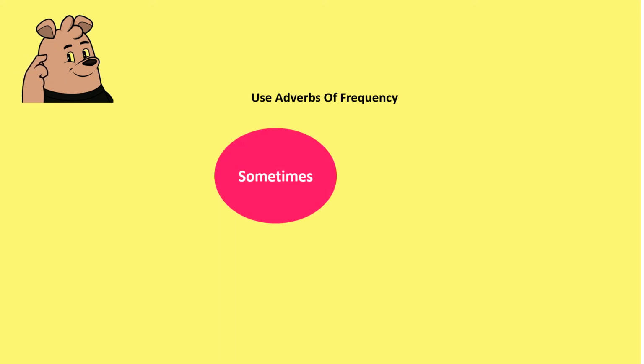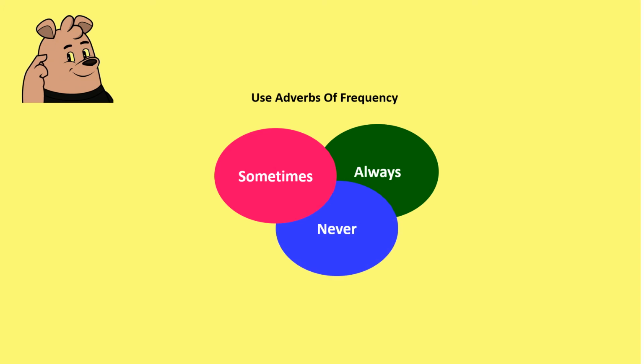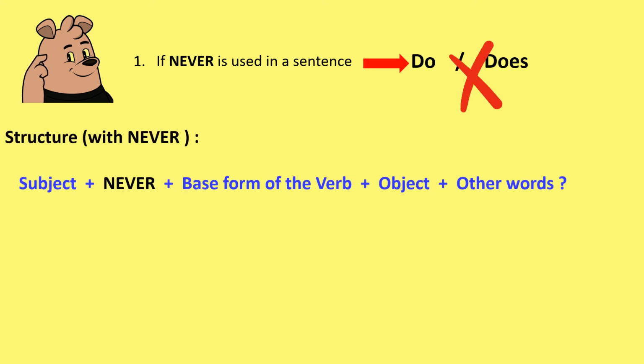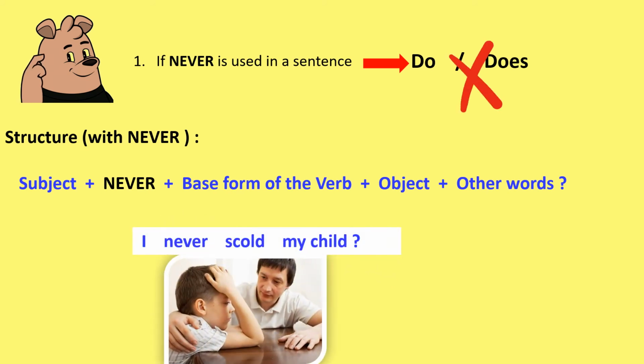So finally, you need to remember. You have to use adverbs of frequency in simple present tense, sometimes, always, or never. Now, when you are using adverbs of frequency, that is, if never is used in a sentence, remember, you will not make use of do or does. So the structure will be subject plus never plus base form of verb, object and other words. It's like, I never scold my child. So you will never use do or does.